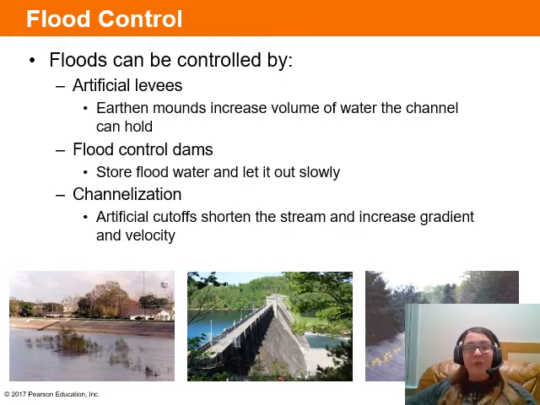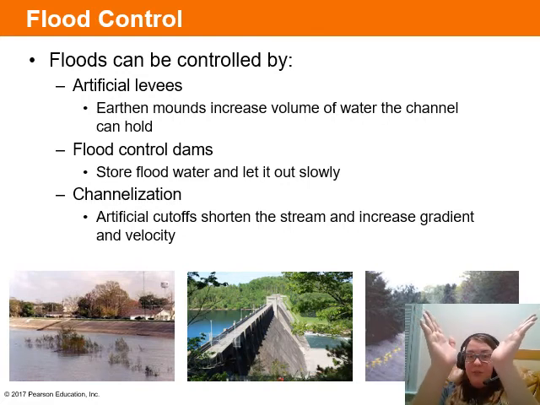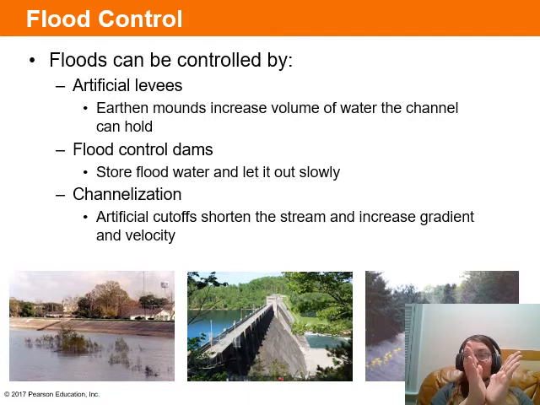But as humans, we like to try to control flooding. It not only causes a lot of deaths every year, but it also causes a lot of economic damage. So we try to build structures that will limit flooding. We can build artificial levees, and we can see one here on the left. When we take a normal stream and then we build levees, what we're doing is we're building up the sides of those river channels. Overall, this means that it's going to be able to hold a larger volume of water. Therefore, if it can hold more water, it's less likely that the water is going to be able to go over the sides and then flood the land around the river.